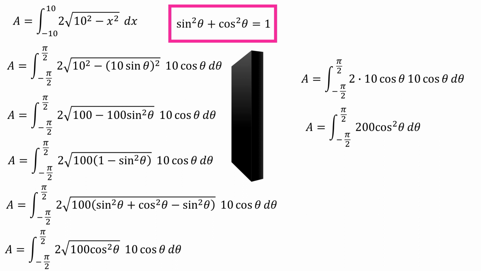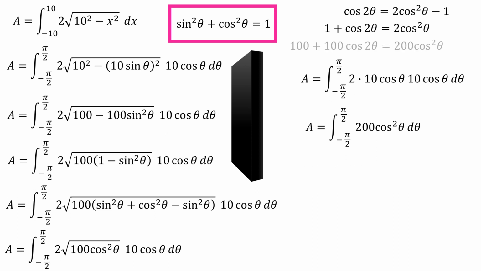Oh, we still cannot integrate that. But we got a real nifty trig substitution that'll save the day for us here. I know that cosine of 2 theta equals 2 times cosine squared theta minus 1, right? That's one of our double angle identities. And so if I've got cosine squared of theta, I'll say, well, I can add 1 to each side, and then I can divide.